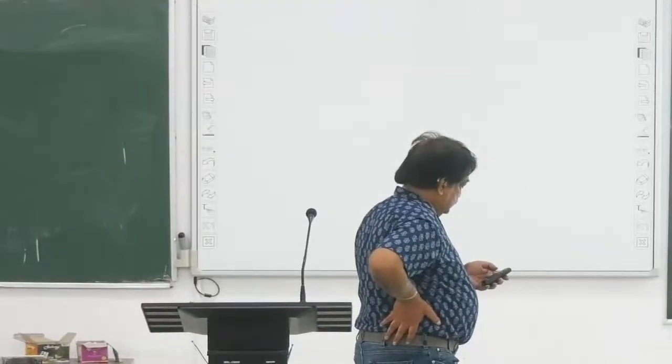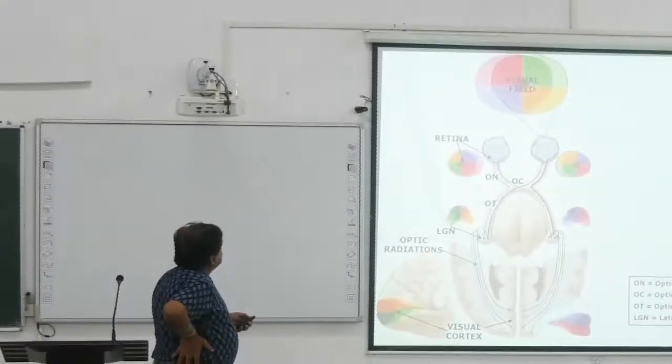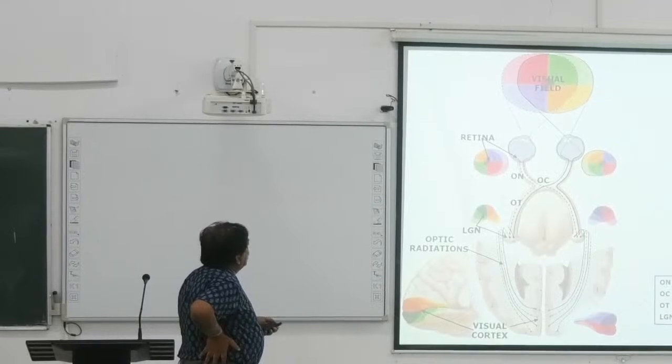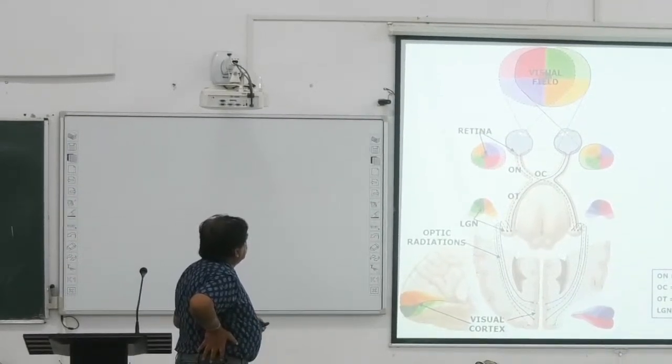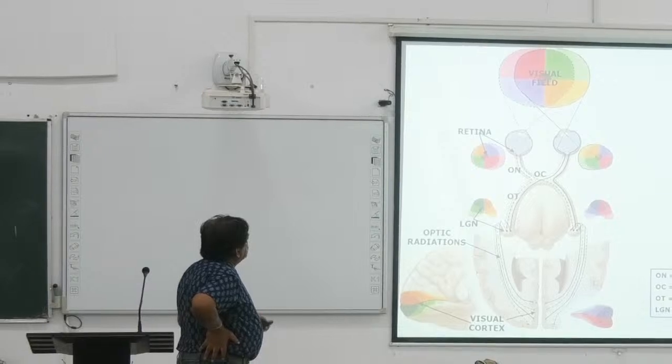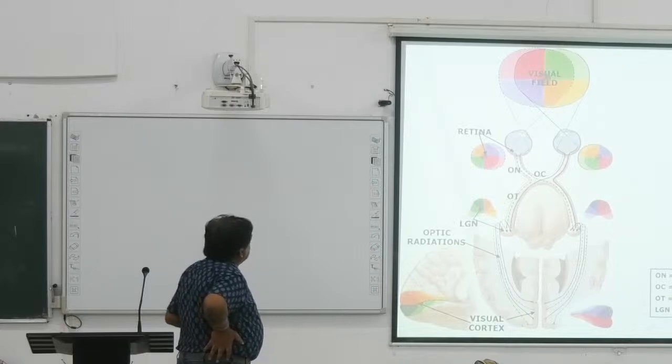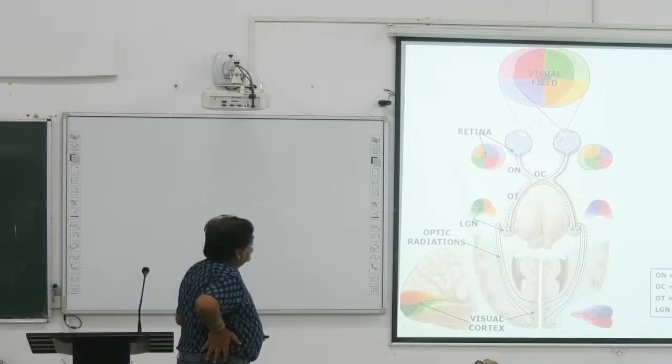Now, this is the visual field, this is the retina here, and the optic nerve, this is the optic chiasma, and the lateral geniculate body here, and these are the optic radiations, and this is the visual cortex. The optic nerve, optic chiasma, optic tract, lateral geniculate nucleus of the thalamus.